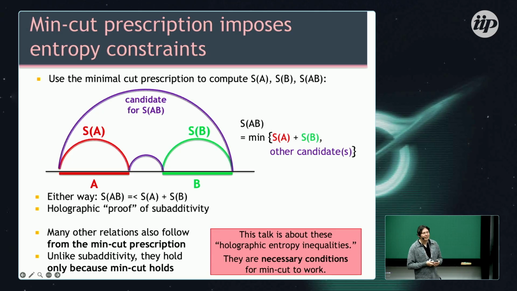So the thing that allows us to get started on this is, what do I mean by geometrizable? I mean that there is some kind of minimal prescription, for example, a minimal area prescription, or a minimal cut prescription, or some kind of local functional prescription that computes entanglement entropies. So Ryu-Takayanagi is the prime example.